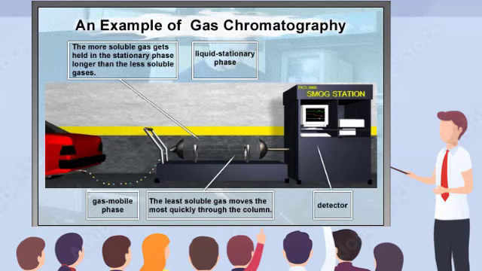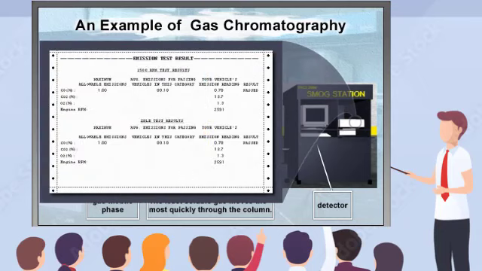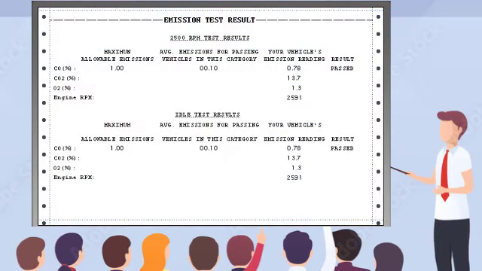Located at the end of the column is a detector, which identifies and quantifies each gas as it exits the column. The readout can be compared to emission standards to determine whether or not the car tested exceeds the allowable levels of pollutants.